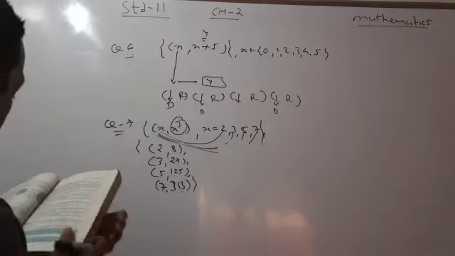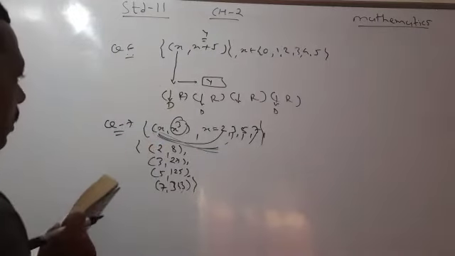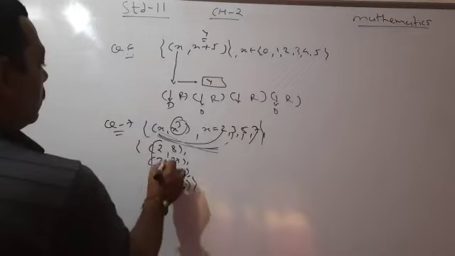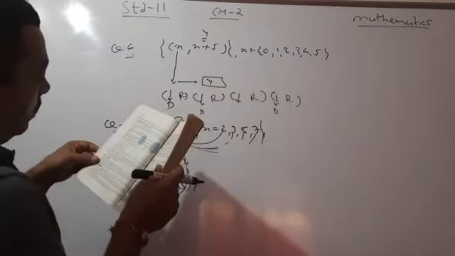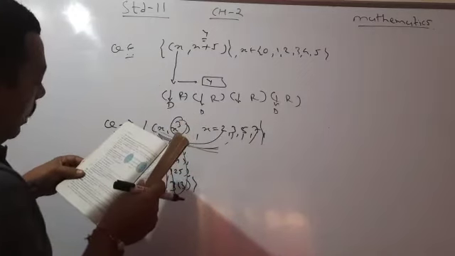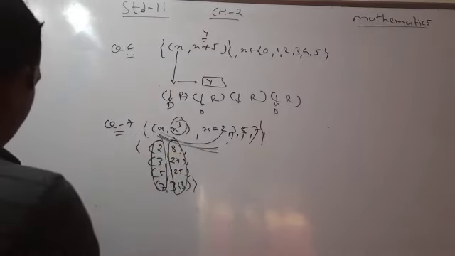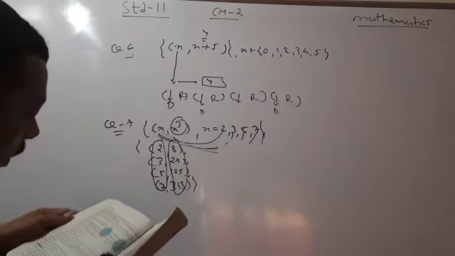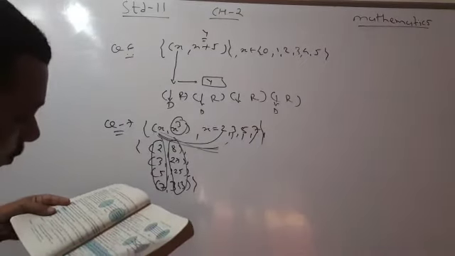Now from this only you have to form the roster form. So we'll write this. If they want domain, you can write this. Range, you can write this. Now question number 8. A is given as {x, y, z}, B is given as {1, 2}. You have to find the number of relations from A to B.